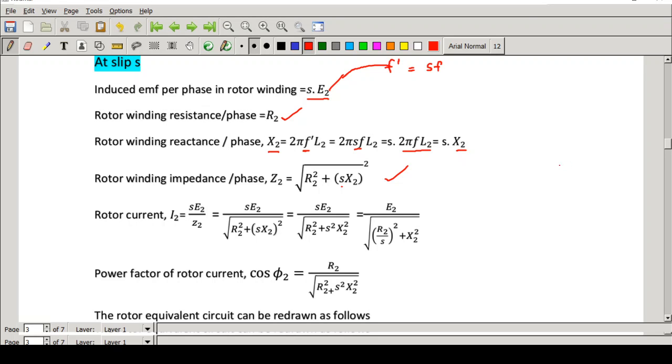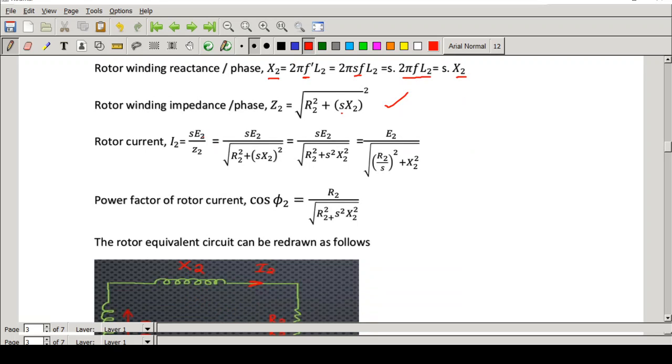Now, what about the rotor current I2? You have to divide the induced EMF by the impedance, V by Z. So here it is SE2 by square root of R2 squared plus SX2 the whole squared. Now I just expanded here, so it is S squared X2 squared. Next, I am going to divide by S. So R2 squared by S squared plus, one S squared will be there, these two will cancel. So finally we get E2 by square root of R2 by S the whole squared plus X2 squared.